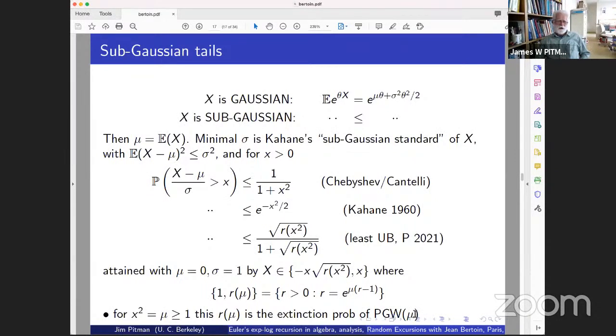And I have two questions for the audience. One is, did you know that this was the least upper bound? And two, can you give any reasonable explanation of why Poisson-Galton-Watson probabilities should appear in sub-Gaussian tails? I have nothing but a rather brutal calculus proof of this.